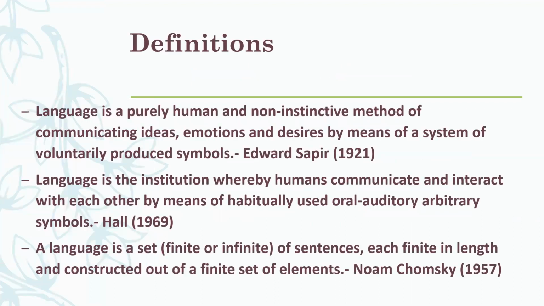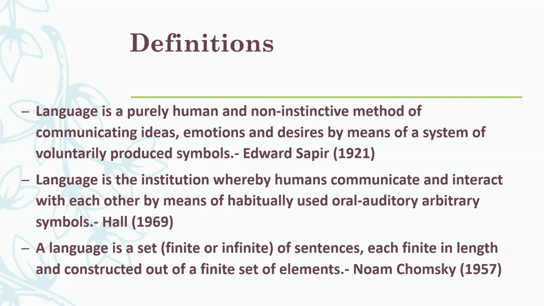Here are some definitions of language made by world-renowned theoreticians and linguists. Edward Sapir in 1921 described language as a purely human and non-instinctive method of communicating ideas, emotions, and desires by means of a system of voluntarily produced symbols. R.A. Hall in 1969 described language as the institution whereby humans communicate and interact with each other by means of habitually used oral, auditory, arbitrary symbols.